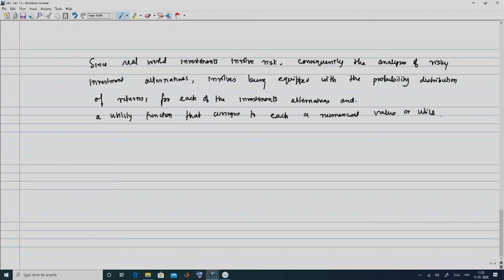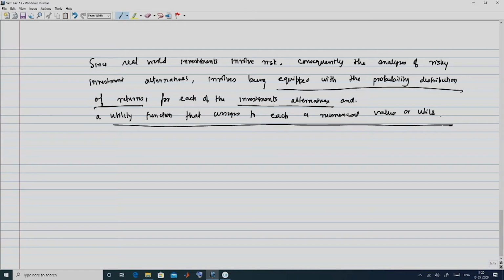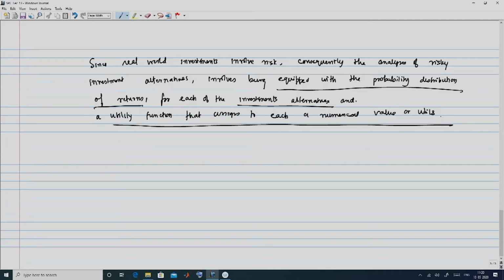Okay, so this means that you first have to be equipped with the probability distribution of returns for each of these alternative investments, and also you have to have a utility function that assigns a util to each of them. So, just to sum this up, when you are doing the analysis, you need to be equipped with two things. The first is of course the probability distribution of the returns, and consequently once you have that, you need to also have a utility function on the basis of which you are going to assign utils or the numerical value to each of those alternative investments.